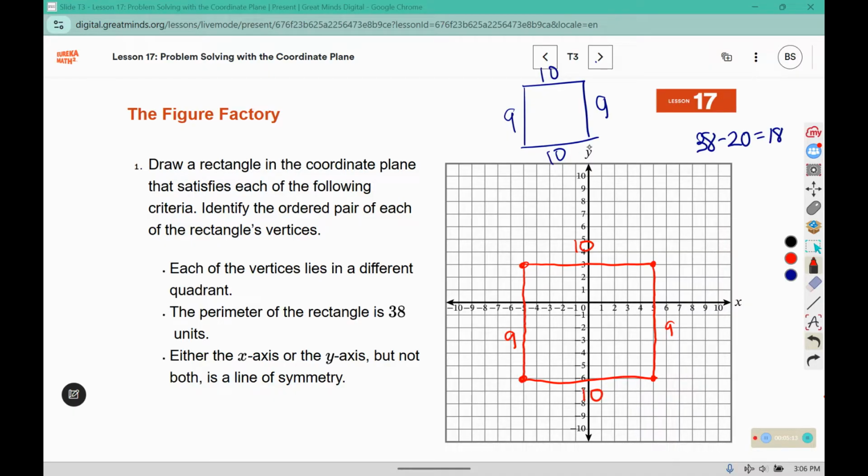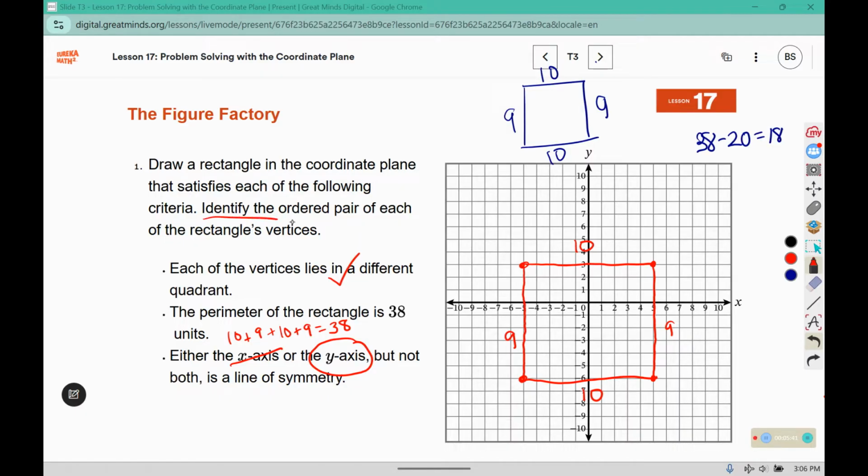So our axis of symmetry is the y-axis, not the x-axis, because there's 3 above and 6 below. So it's not symmetric over the x-axis. The perimeter is 38 because 10 plus 9 plus 10 plus 9 equals 38. And I have a vertex in each of the 4 quadrants.